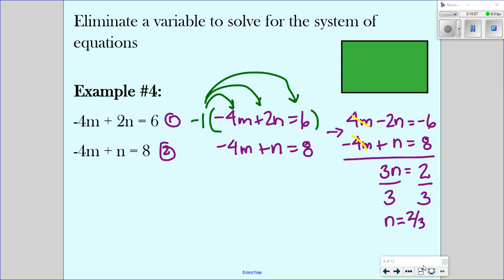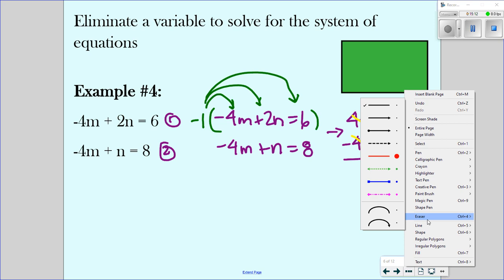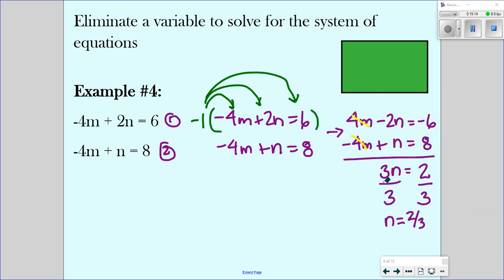Oh, before I even do anything, I just caught that I made a mistake. Let me change that first. You may have noticed that this is negative 2n and this is positive n. So this should have been a negative n. So again, math mistakes can happen.